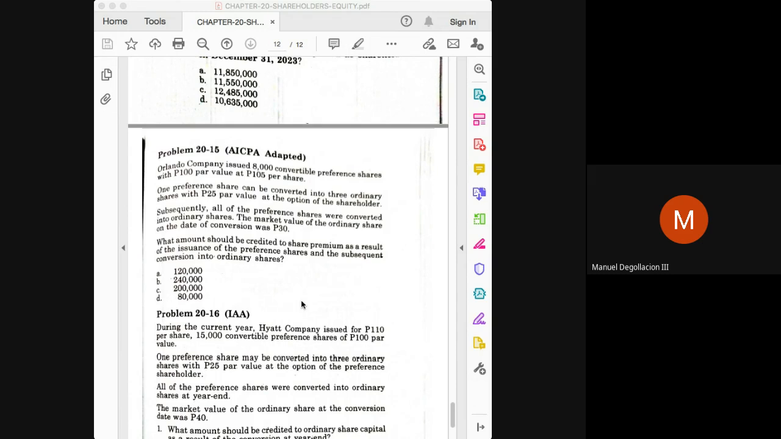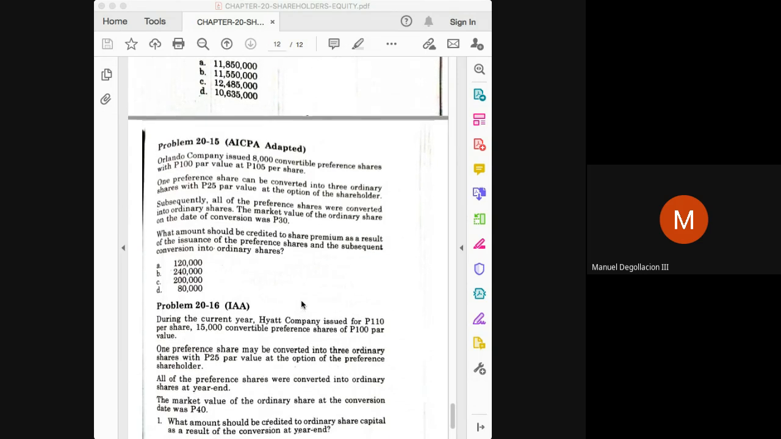So the complete entry for the conversion would be debit preference share capital 800,000, debit share premium preference shares 40,000, and credit ordinary share capital 600,000, and credit share premium ordinary shares 240,000. Okay. Very important, if they are to be converted, full derecognition. Remove the share capital account, also remove the share premium related to them.